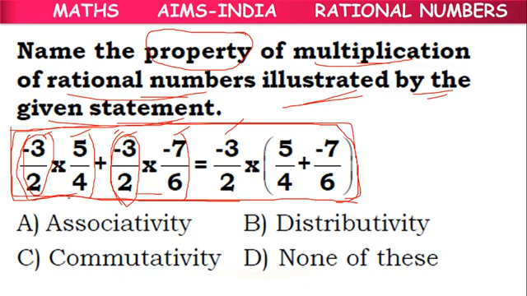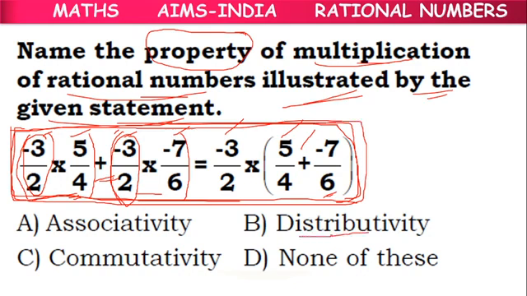in the first group, what will be remaining? 5 by 4 will be remaining. In the middle, we have the plus symbol. We have to take it here. In the second group, what is remaining? Minus 7 by 6 is remaining. Okay. So in which property have we learned this process? In the distributive property. We call it distributivity.